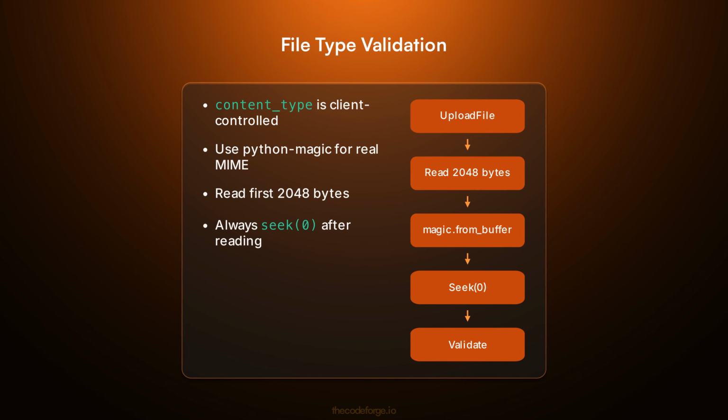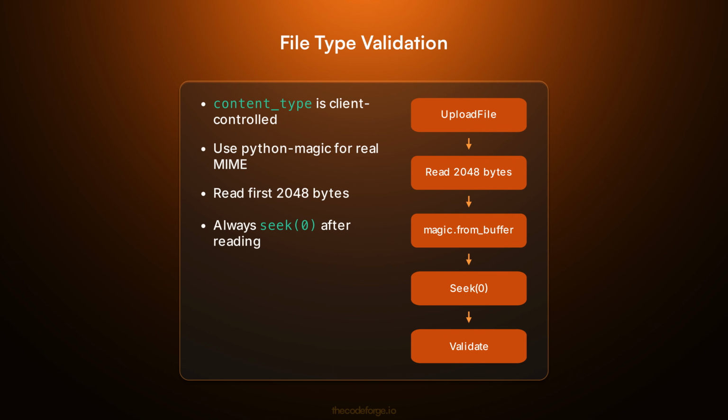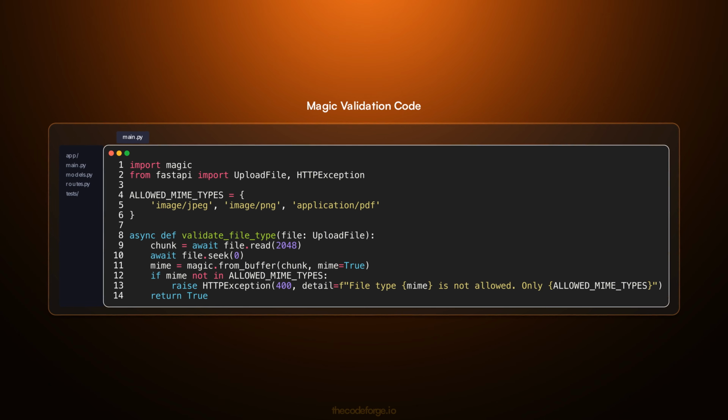The content type attribute from the client is trivial to spoof. To validate file contents, use python-magic, which reads magic bytes to determine the actual MIME type. Always seek back to 0 after reading the magic chunk so you don't lose the file data. This function reads the first 2048 bytes, detects the MIME type using magic, then resets the stream position. If the detected type is not allowed, it raises an HTTPException.